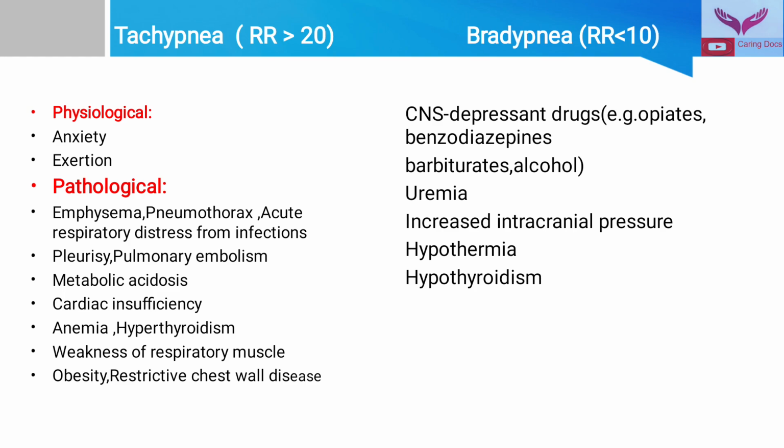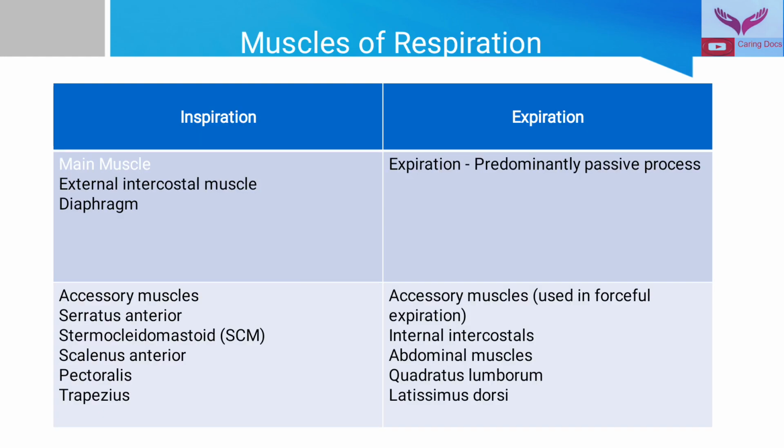The physiological causes of tachypnea are anxiety and exertion, and pathological causes are emphysema, pneumothorax, acute respiratory distress because of infections, pleurisy, pulmonary embolism, metabolic acidosis, cardiac insufficiency, anemia, hyperthyroidism, weakness of respiratory muscle, obesity, restricted chest wall diseases. And causes of bradypnea are CNS-depressant drugs like opiates, benzodiazepine, barbiturates, alcohol, uremia, increased intracranial pressure, hypothermia, hypothyroidism.